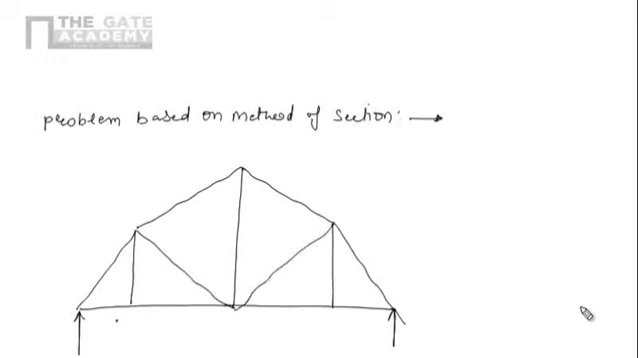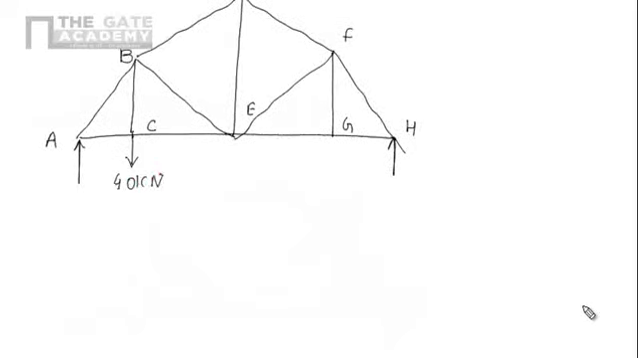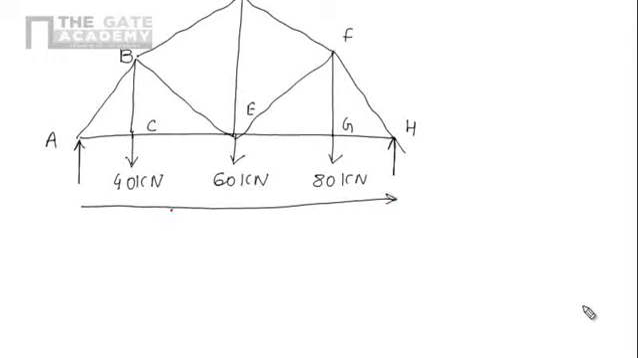These are the members of a truss, and now I am denoting the points: A, B, C, D, E, F, G, H. And here we are applying a force of 40 kilonewton, here a force of 60 kilonewton, and here a force of 80 kilonewton. And this full distance, we are having 4 at the rate of 3 meter. It will be 12 meter.